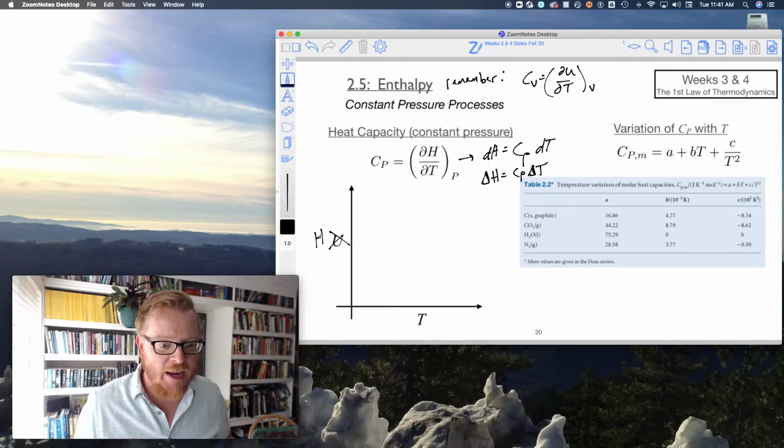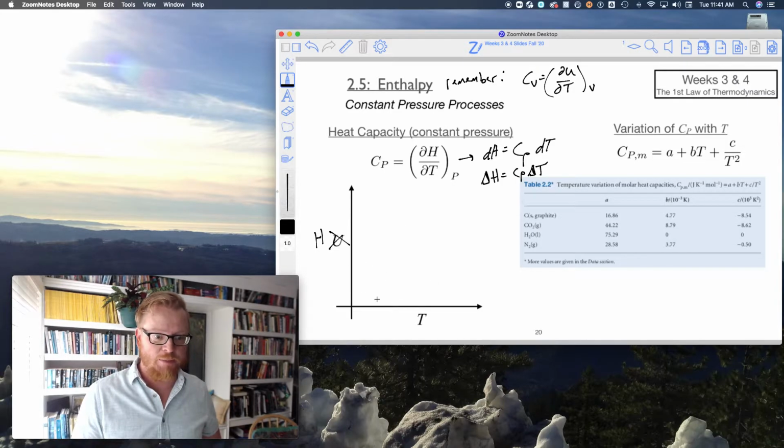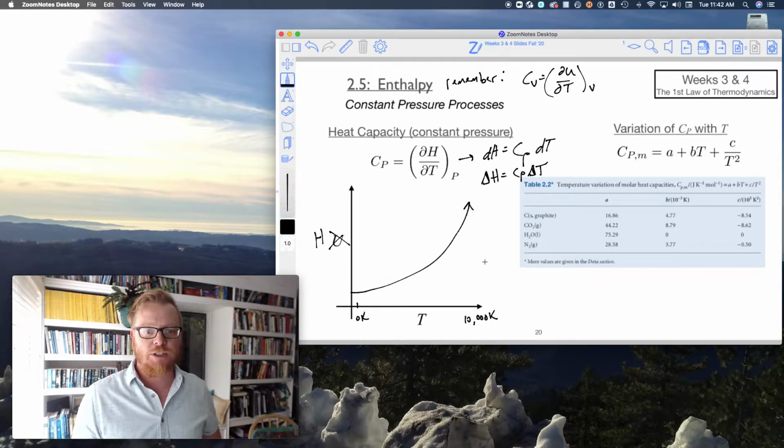That's supposed to be an H. So if we look at H versus T, we're going to see a very similar relationship that we saw in U versus T, right? If I expand this over some really large range, like 0 Kelvin to 10,000 Kelvin, there's going to be some kind of curvature in this relationship.